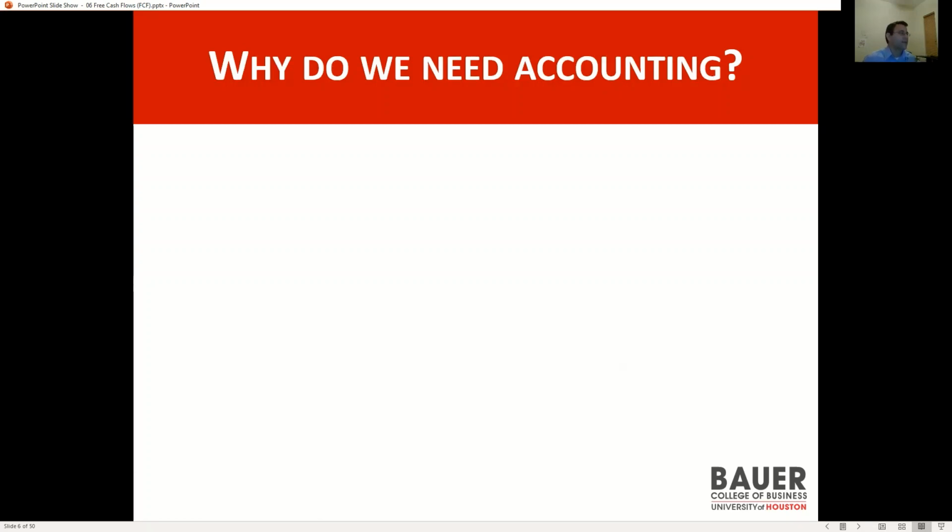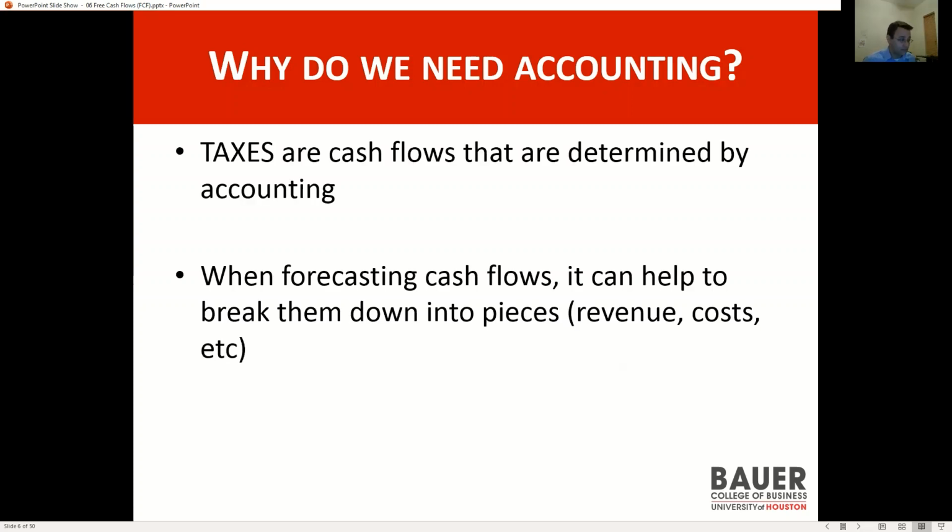More practically, you need to know about your taxes, right? Taxes are cash flows, right? Those are economically meaningful. And in the US and in many other countries, your taxes are based on your income. Okay, so they're based on this accounting data. So therefore, you can't figure out your cash flows unless you go through the accounting.